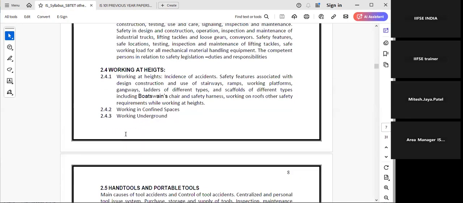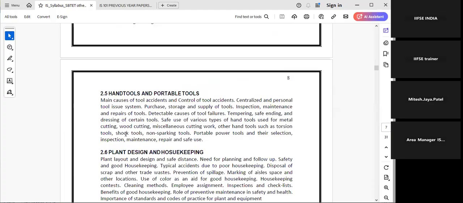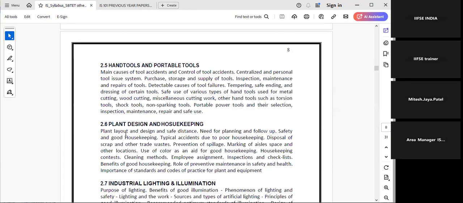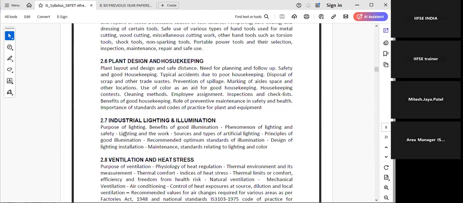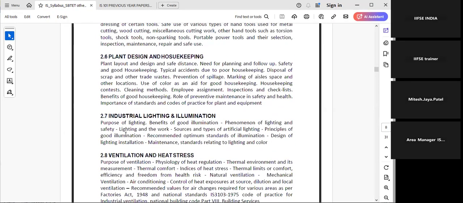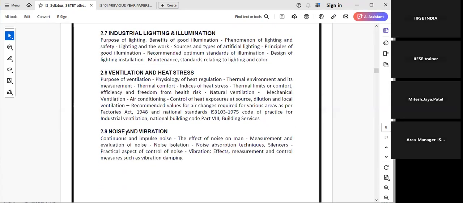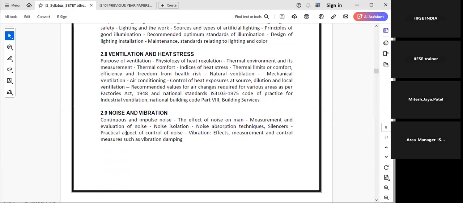And we see work at heights, and we talk about the various types of hand tools and portable tools, with respect to the hazards and safety practices. Then we talk about plant design and housekeeping. There we cover 5 A's, and we see industrial lighting, ventilation and heat stress, and noise and vibrations.